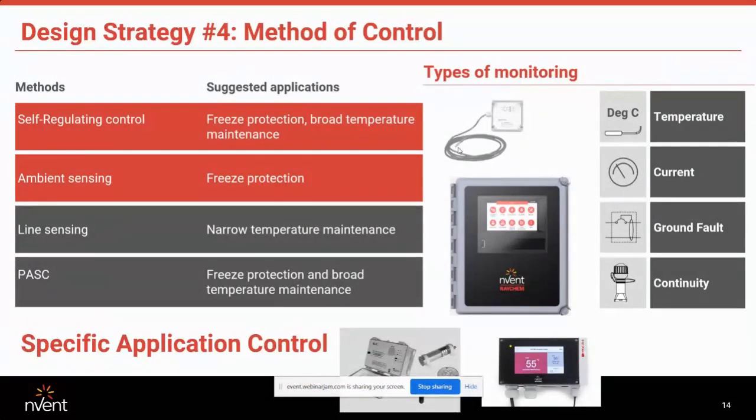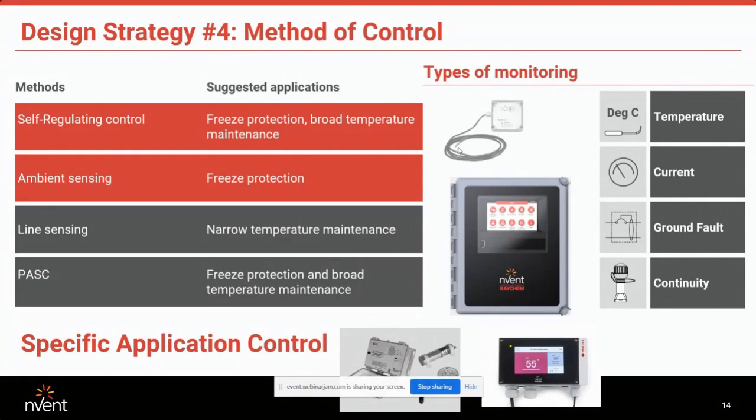So when you're looking at an application, do you really want to know what's going on with that pipe? Or do you want to monitor it? Do you want to know what the temperature is? Do you want to know if there's current on or off? Ground fault, that's a big one. So if you want an alarm for a ground fault, those are the kinds of things that you need to think about when we're looking at what type of controller is appropriate for the project.